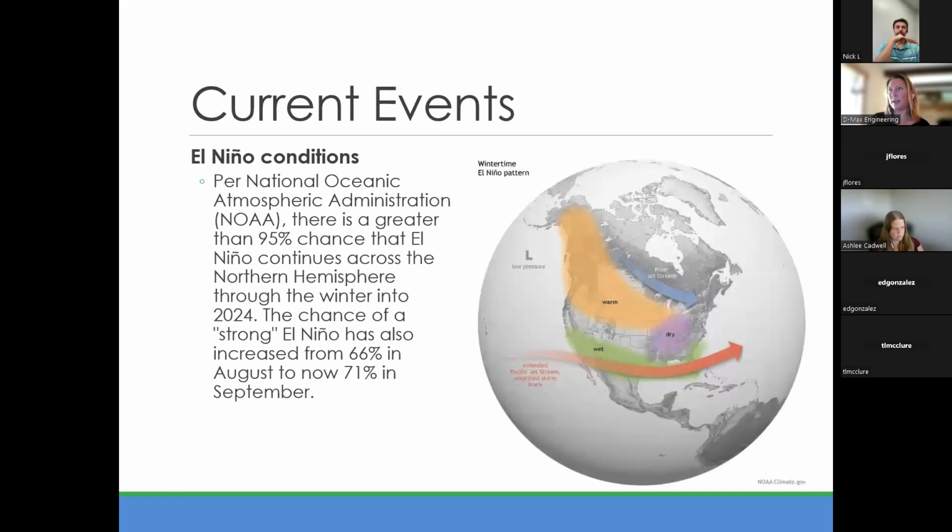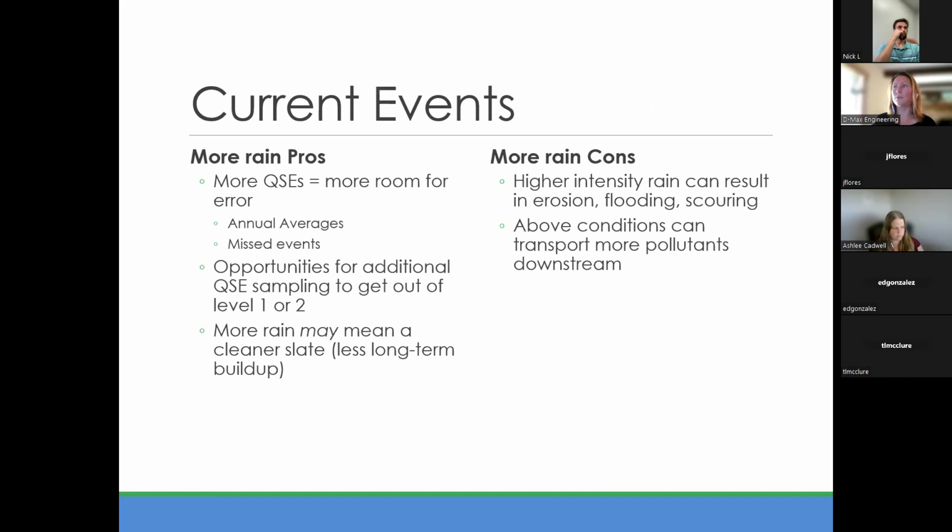I did also want to mention that it looks like we're going to have an El Nino, which sounds like it's going to be pretty strong, which generally means more rain. So more rain can have some pros. Definitely more qualifying events mean more opportunities for sampling, more room for error in case something untoward happened or we broke a bottle or something like that. It can also help to reduce your annual average. And it may mean a cleaner slate, may have some better results if you've got a lot of wash off.